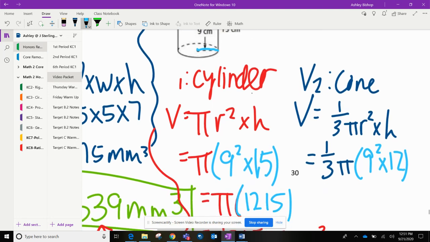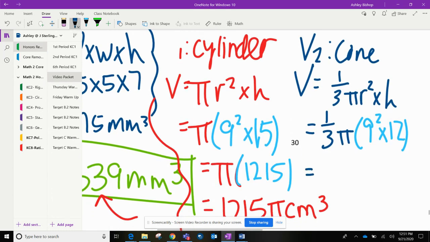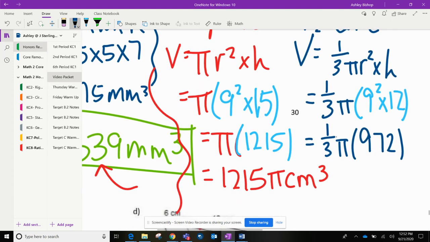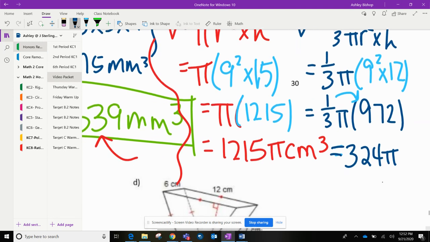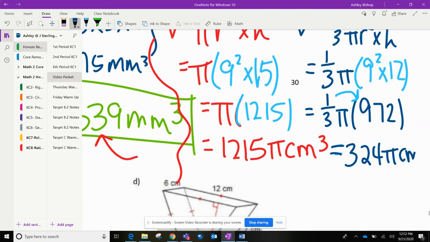And so 9 squared times 12 will put me at 972. So I have 1/3 pi 972. So 9 squared times 12 is 972. Now I'm going to apply this 1/3. So I'm going to divide that by 3, or you can take 972 and multiply it by 1/3. And that is going to give me 324 pi. So 1/3 times 972 is 324. Then my pi comes along at the end, centimeters cubed.